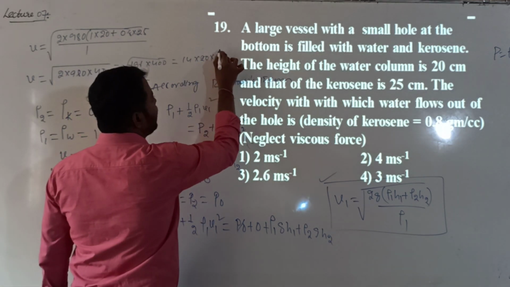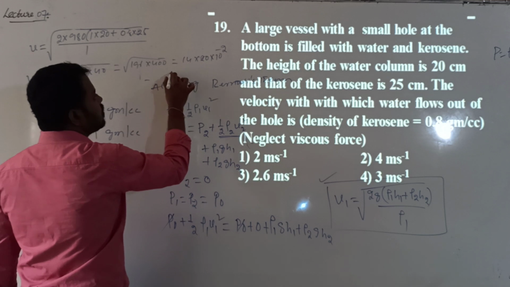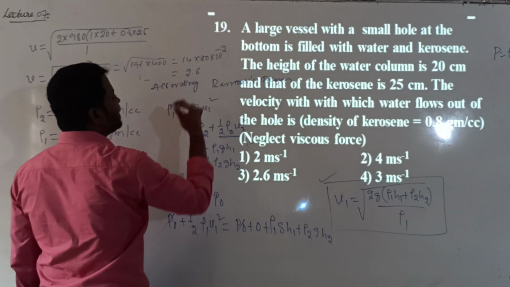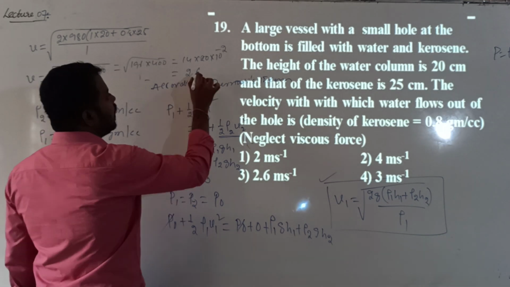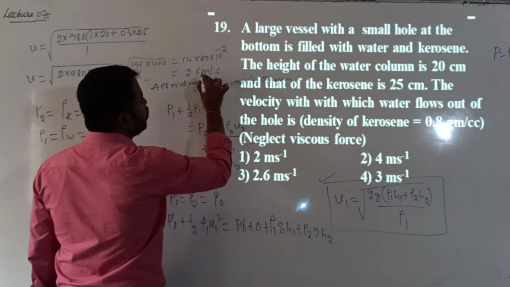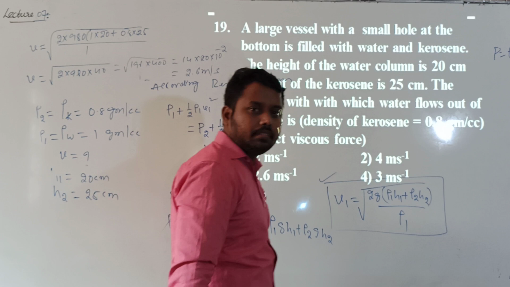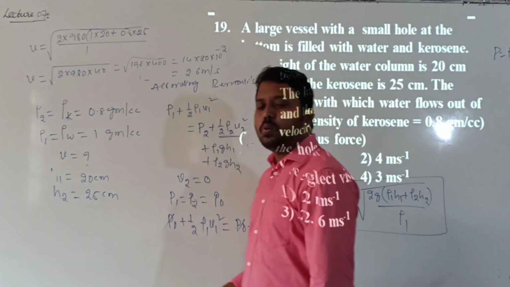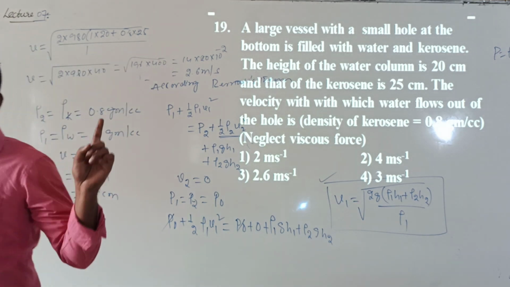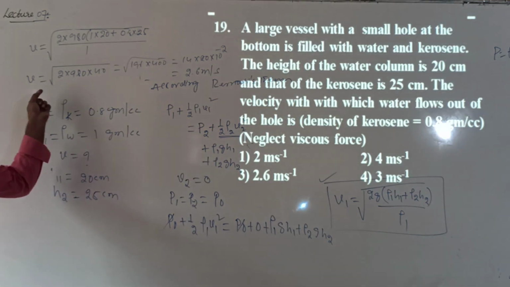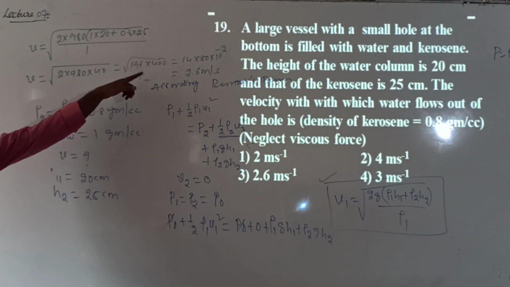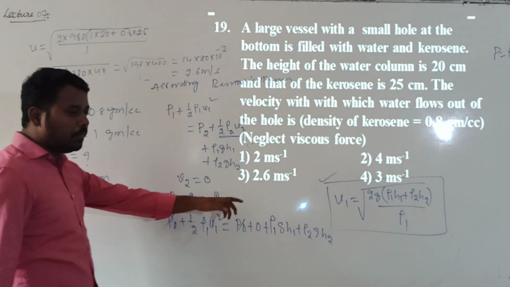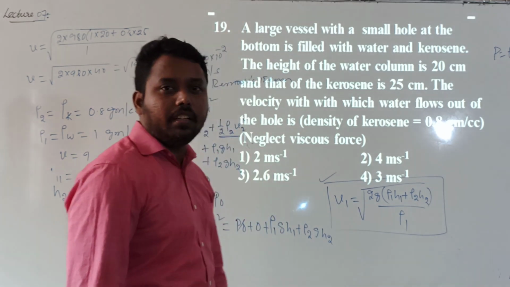To convert into meters, multiply by 10 to the power minus 2. So simplify this. Approximately we will get the answer of approximately 2.6 meter per second. Okay, so that is the value. Because here the density value we have taken exactly as 1, there will be a small difference. Question understood? So this formula is very important for doing this question.